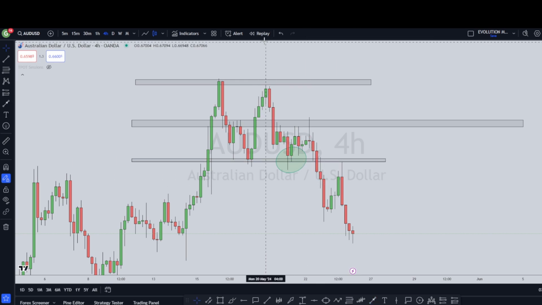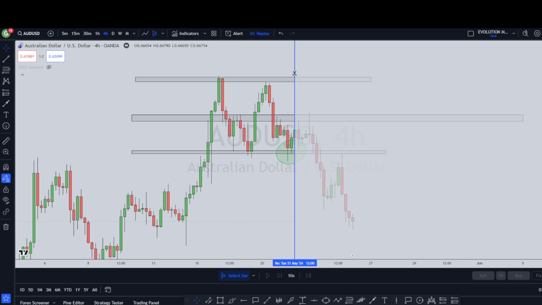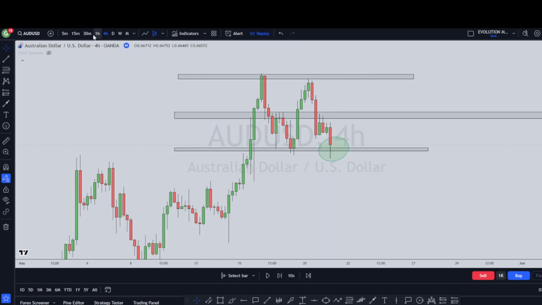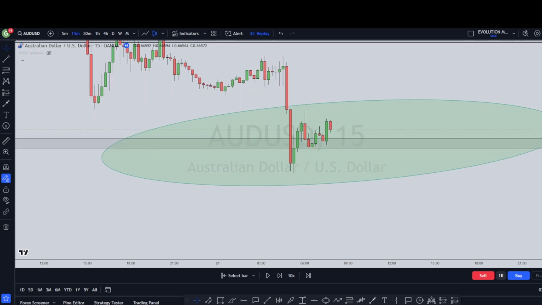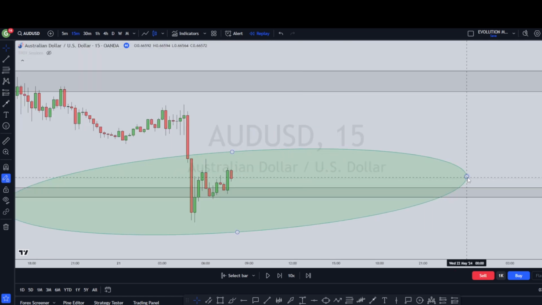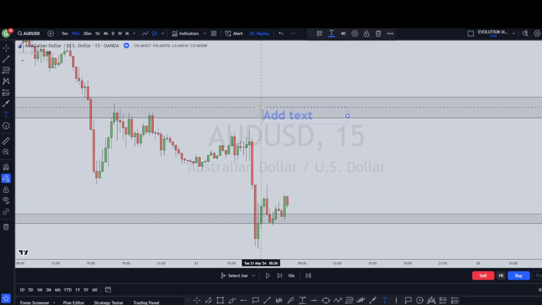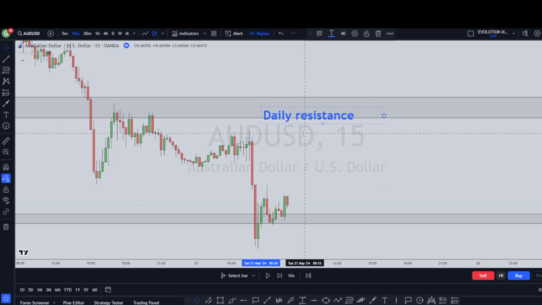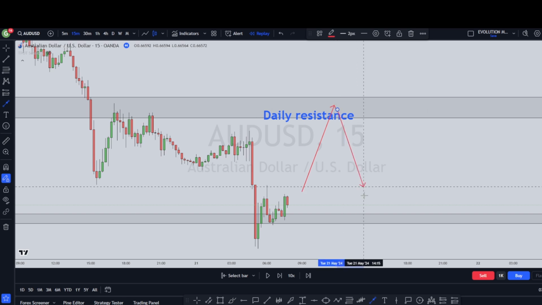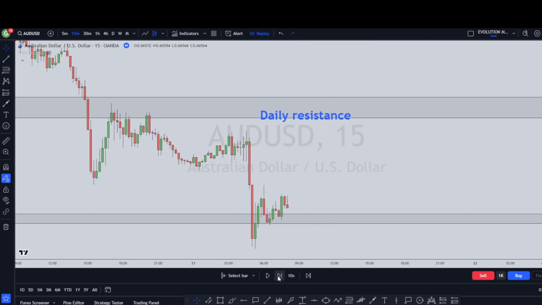So if I could just replay this right here, that's where price was. And if we drop down to the lower time frames where we usually catch those quick scalps or the simple day trades, if I could just chop this off. So this is the daily resistance that we have marked out in the daily chart. And so we expected price to push to this area to complete the formation on the daily before a drop to the downside. We'll play this.